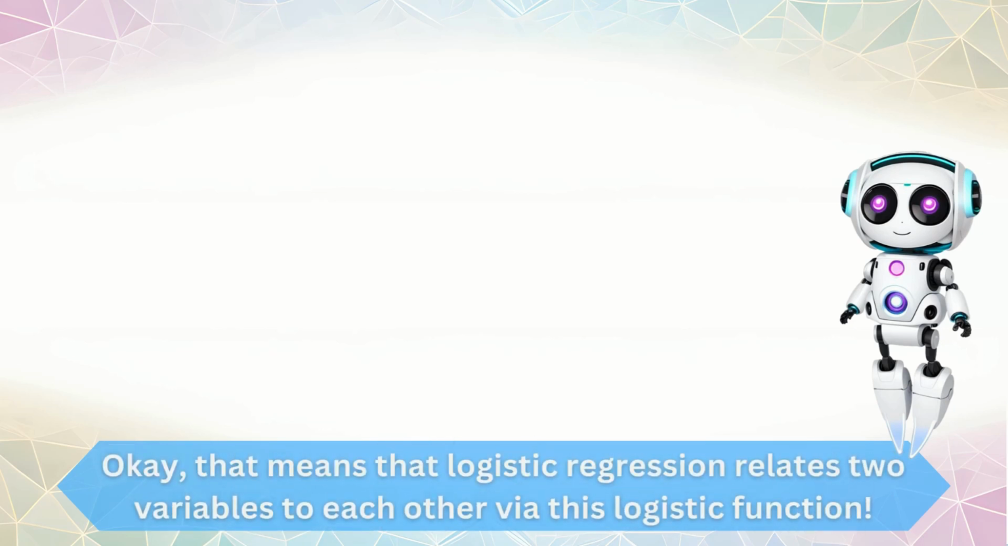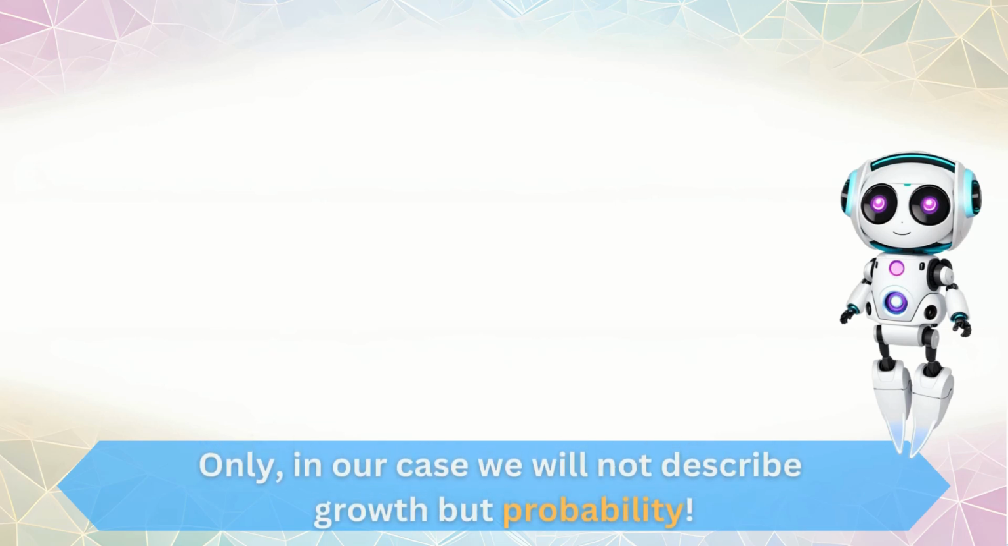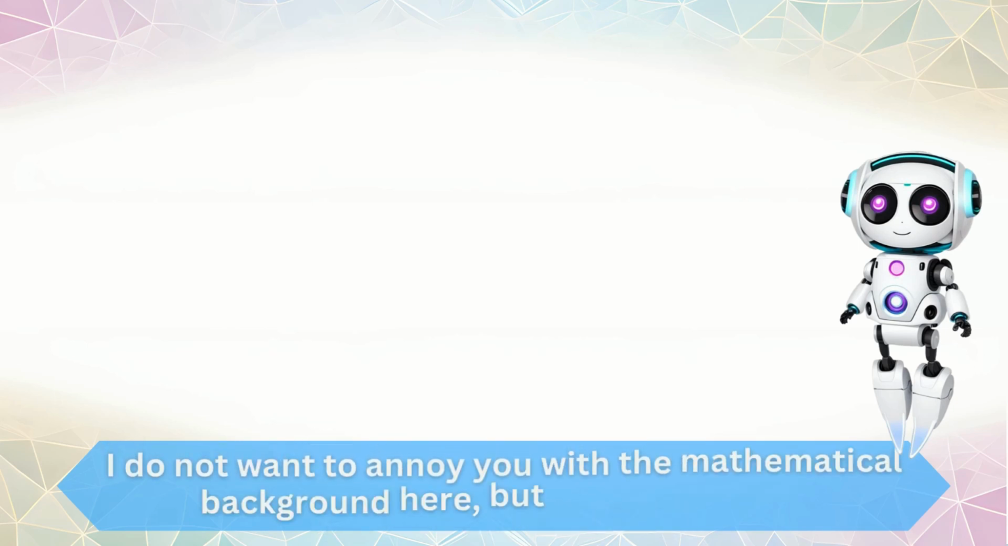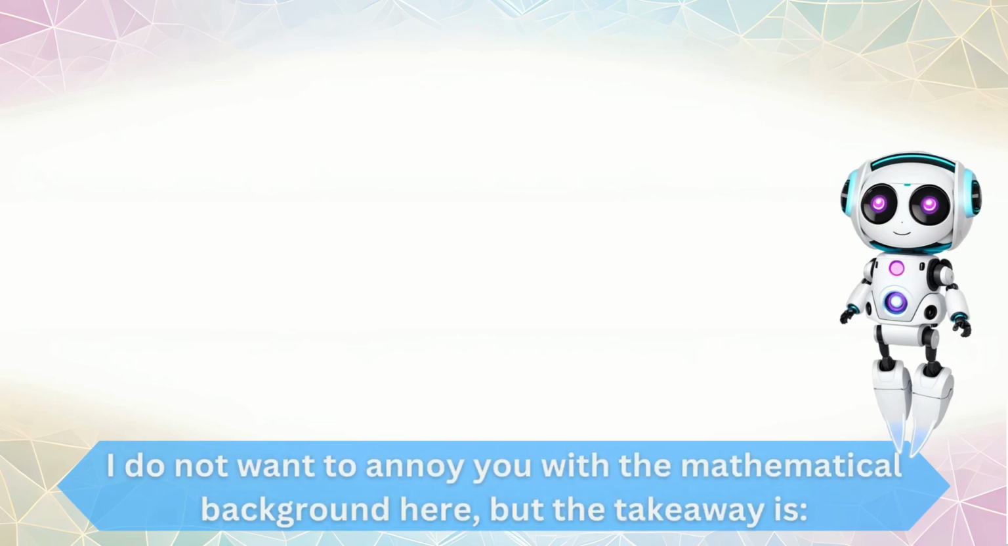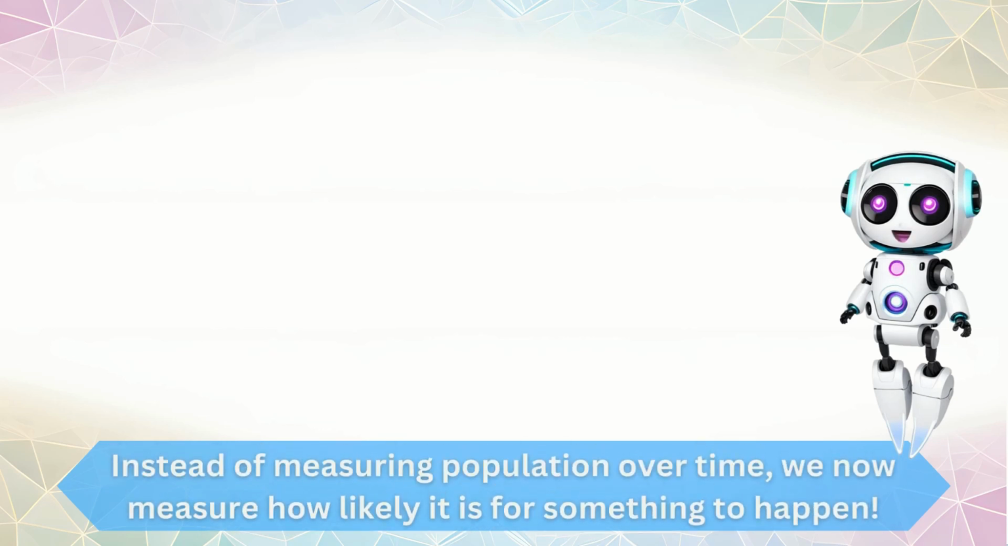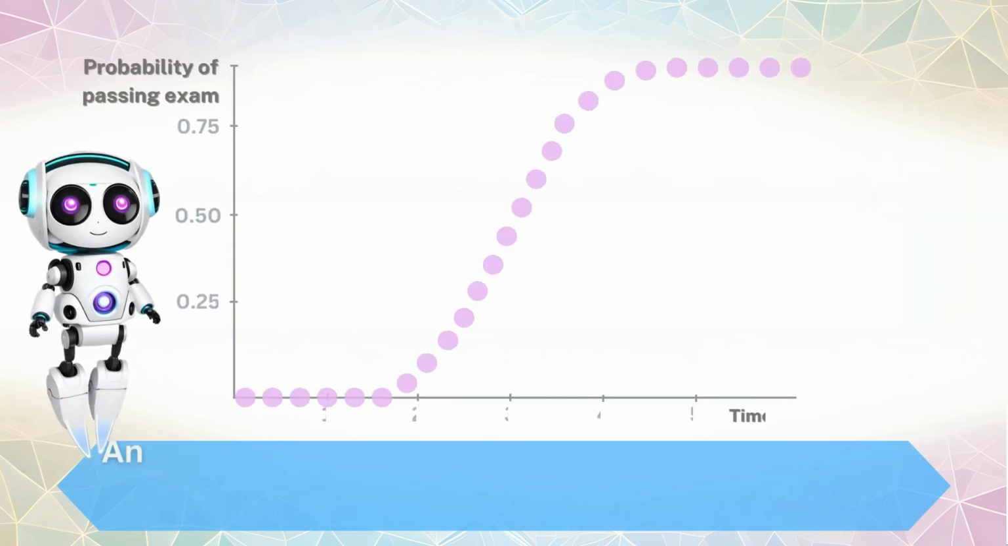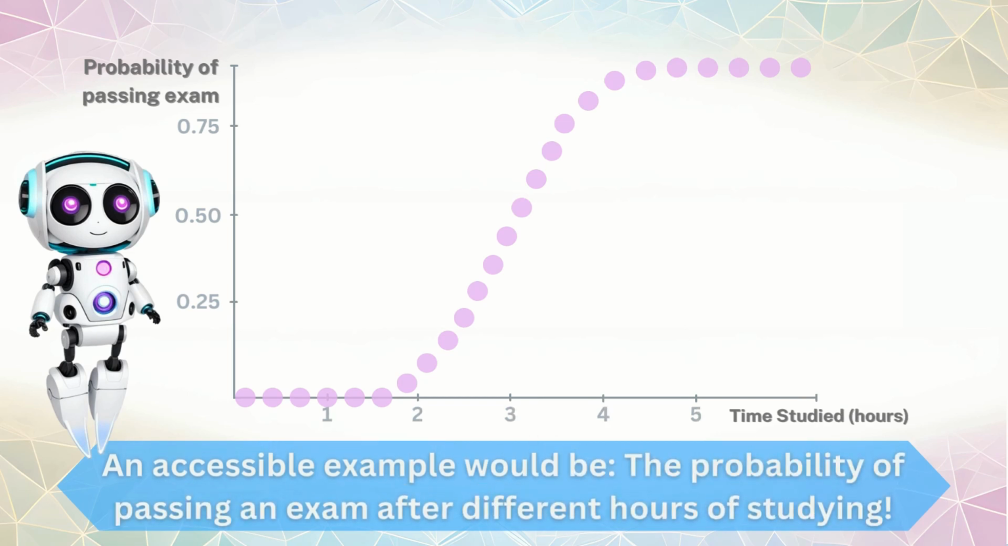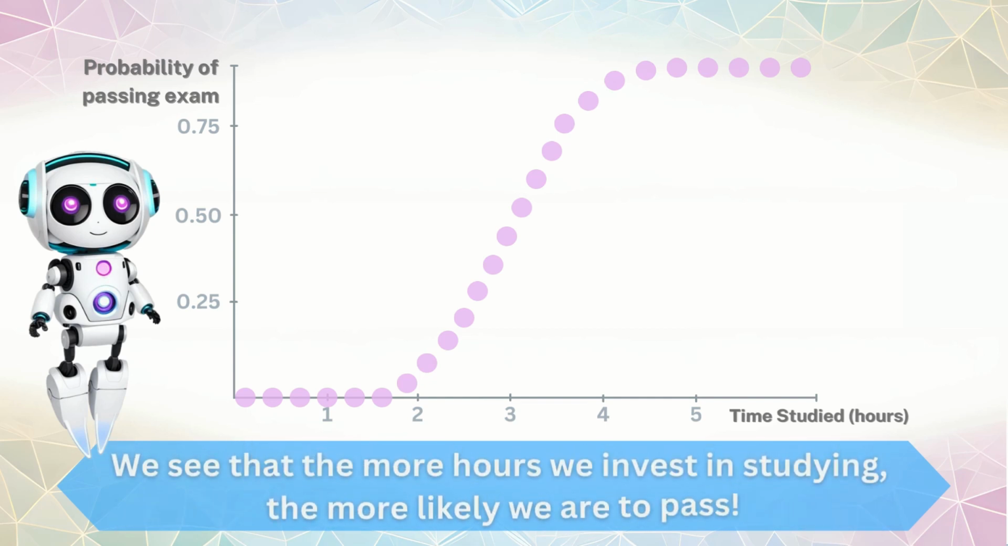Okay, that means that logistic regression relates 2 variables to each other via this logistic function. Only in our case, we will not describe growth, but probability. I do not want to annoy you with the mathematical background here, but the takeaway is, instead of measuring populations over time, we now measure how likely it is for something to happen. An accessible example would be the probability of passing an exam after different hours of studying. We see that the more hours we invest in studying, the more likely we are to pass.